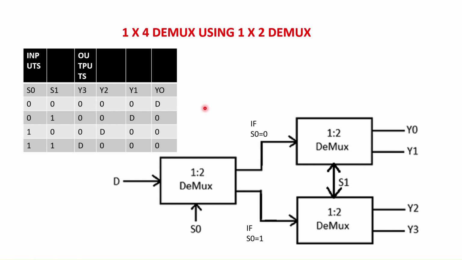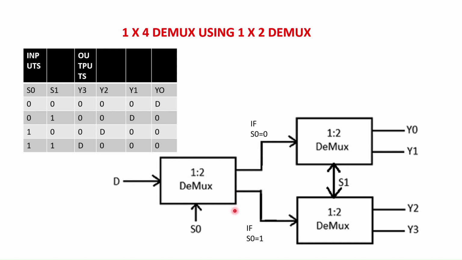This is the truth table of 1:4 demultiplexer. There are 2 selection inputs S0 and S1. D is the input given and there are 4 outputs Y0, Y1, Y2 and Y3. We have 4 output lines. To get 4 output lines, we have used two 1:2 demultiplexers in the second stage, and to channelize the input to any one of these 1:2 demultiplexers, we have used one more 1:2 demultiplexer in the first stage. The input D is given to the first stage of 1:2 demultiplexer.